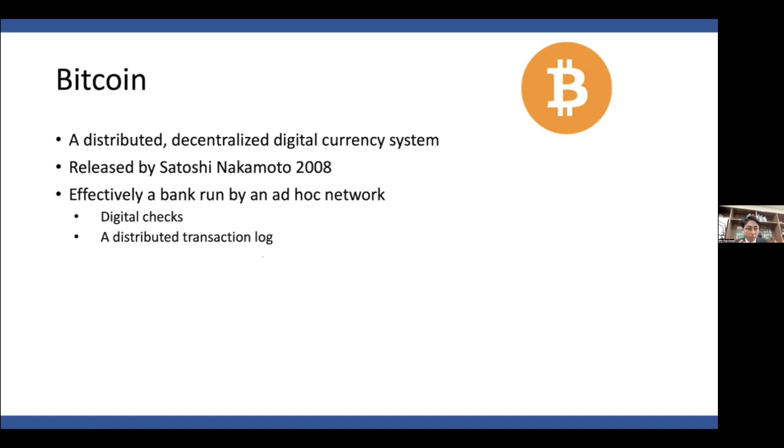Effectively, a bank can be run by an ad hoc network. So there shouldn't be a notion of a bank, but an ad hoc network, a bunch of random computers on the internet, can form a peer-to-peer network and run a consensus algorithm and reach some agreement so that the result can become a bank, right? So digital checks, transactions can be made, and the bank can actually certify that. But without a bank, we don't really have a bank. An ad hoc network can become a bank. A distributed transaction log or an append-only ledger can be formed.